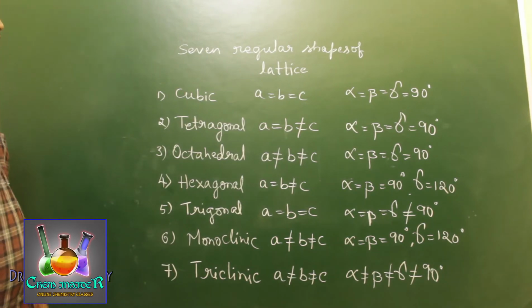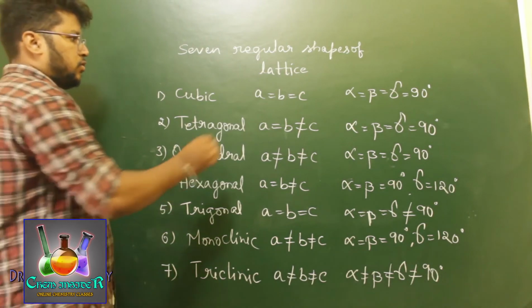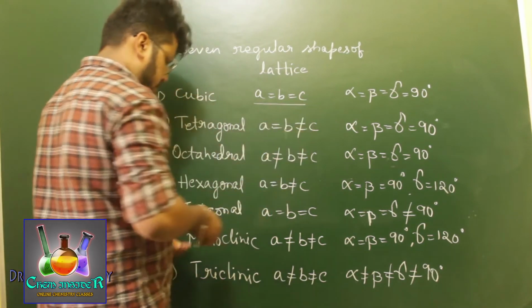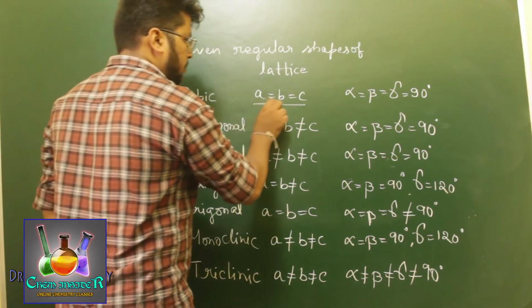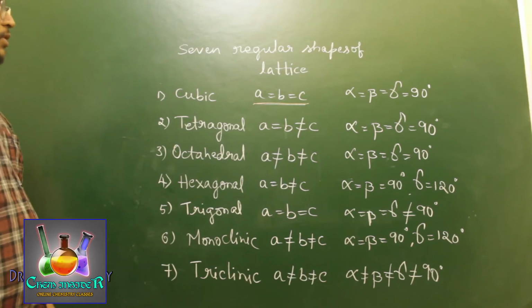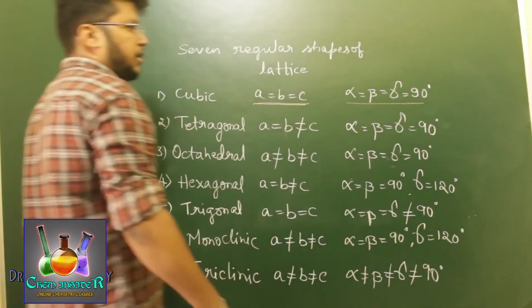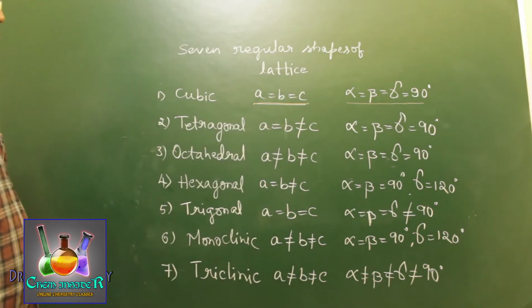Okay. So now for the cubic, we have the condition a equal to b equal to c. That is, a, b, c should be the same. That means all the edge lengths should be equal for a cubic unit cell, and the angles between those edges should be the same and it should be 90 degrees. So that is a simple cube.